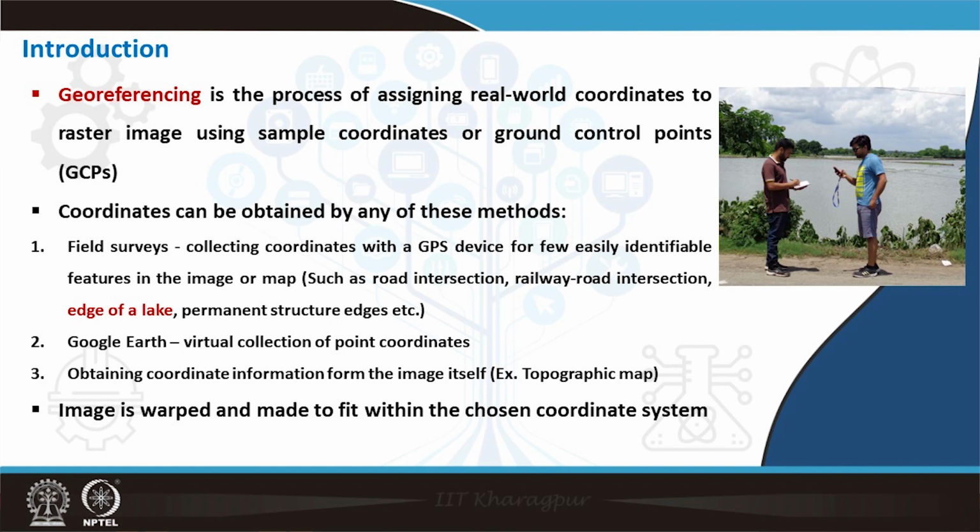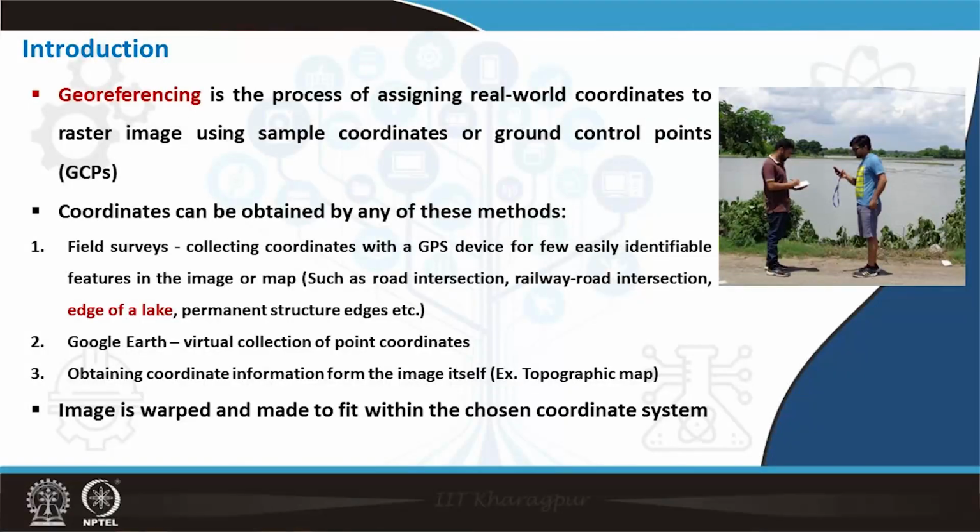The first one is field survey. During the field survey, we can collect the coordinates with the help of a GPS device, at intersections basically. For example, road intersection. Road intersection does not change for a long time, and that can be taken as a reference point or a ground control point. Similarly, we can also take a road and railway intersection, or it may be an edge of a lake or a permanent structure edge.